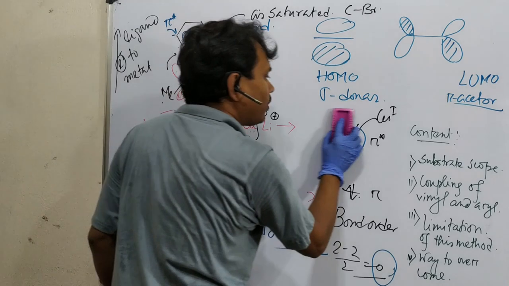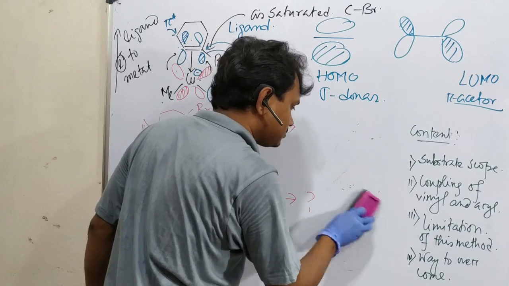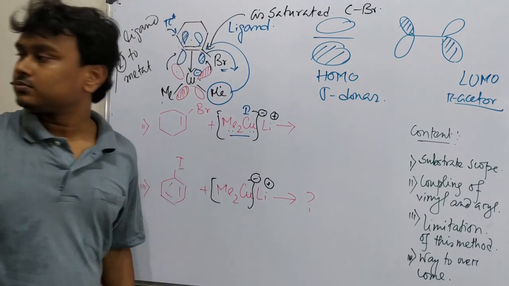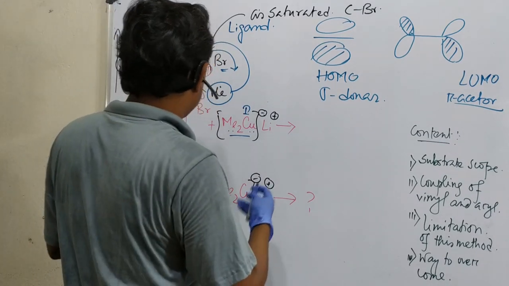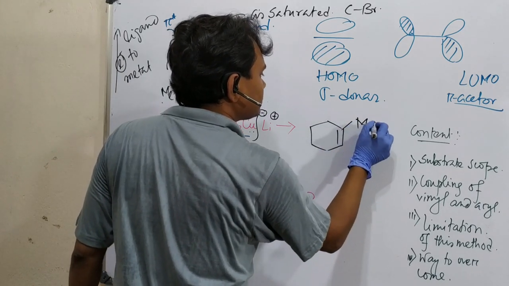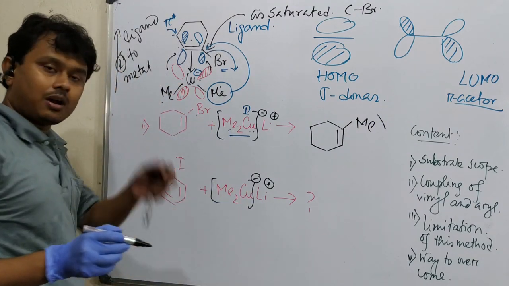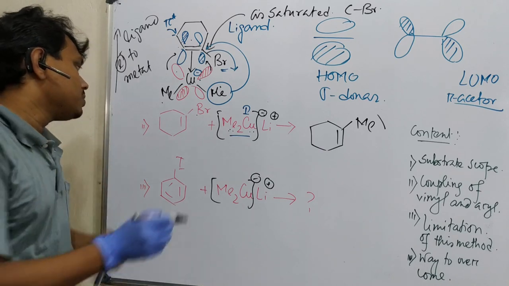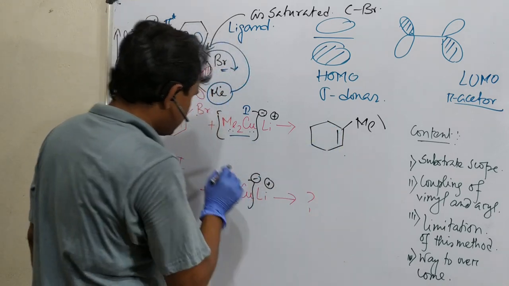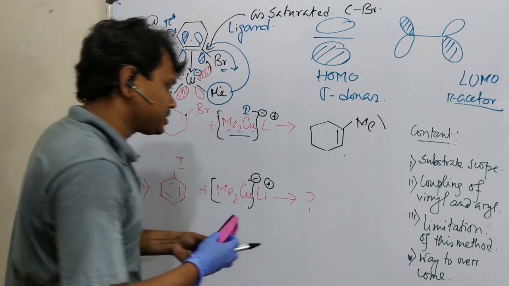So ultimately, what will be the product? The product is this. Overall this is a coupling reaction between methyl and the C-Br bond. We know the coupling reaction with this sp2 center is difficult, and this is the uniqueness of this reaction. What is happening in this reaction?